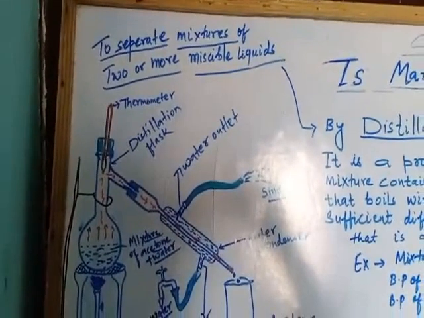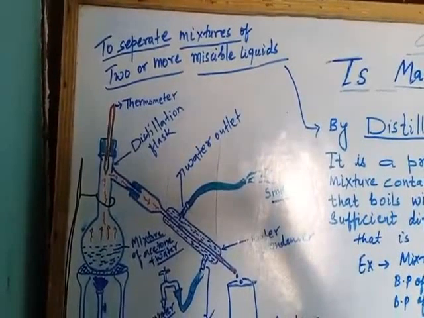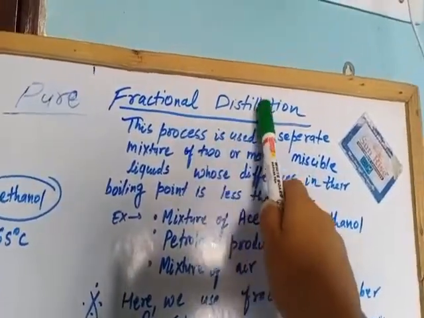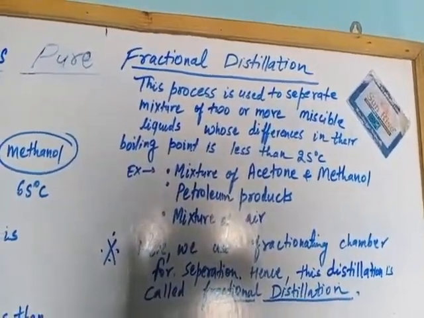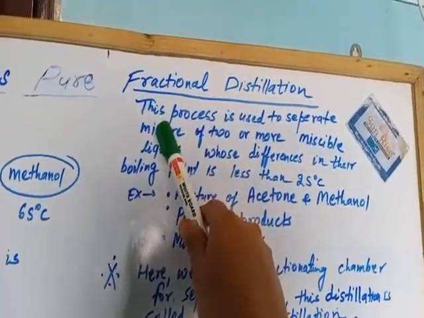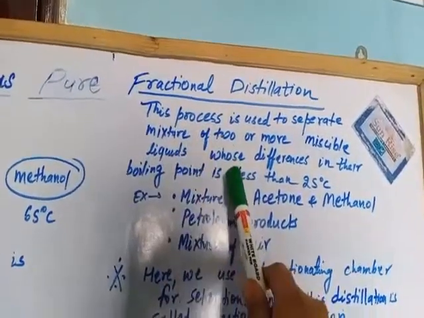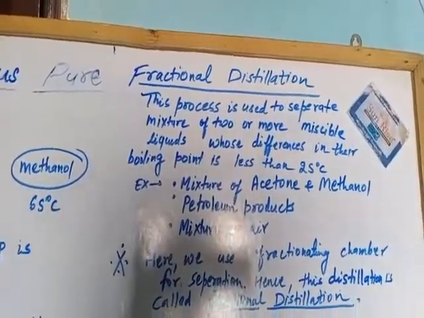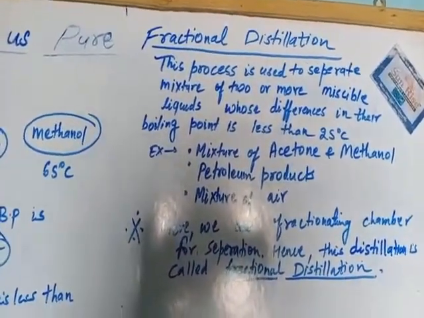Okay, now the next process is fractional distillation. Fractional distillation is a special type of distillation process, and if we see the definition, this process is used to separate a mixture of two or more miscible liquids whose difference in their boiling points is less than 25 degrees Celsius. Hence we can say that the fractional distillation process is very much different from the simple distillation process.